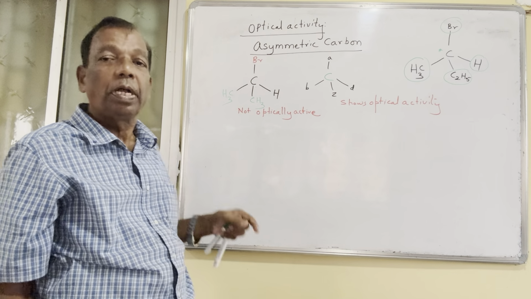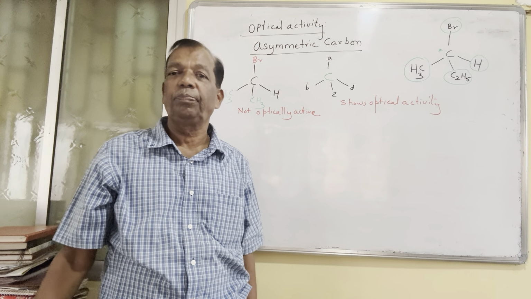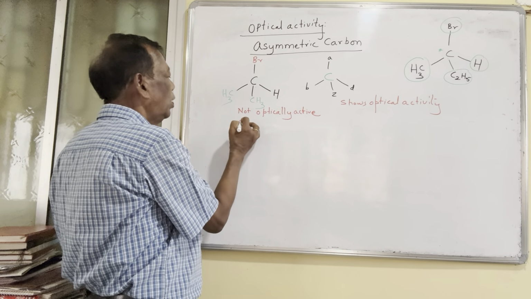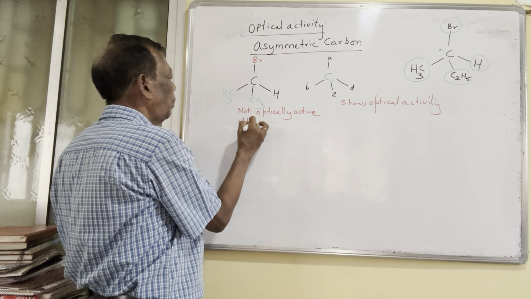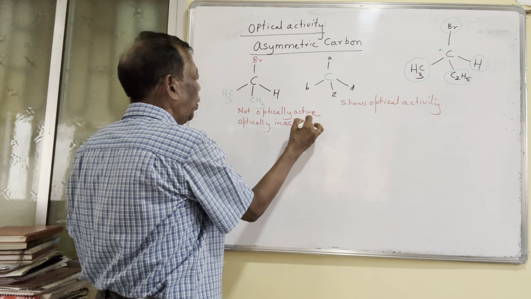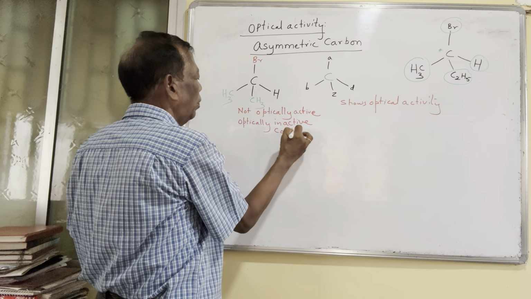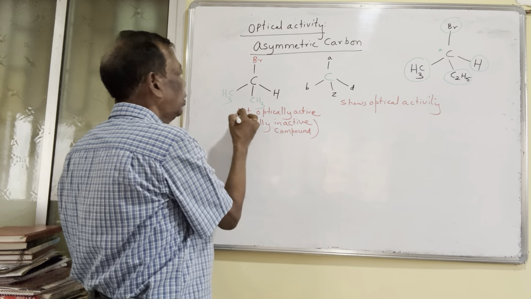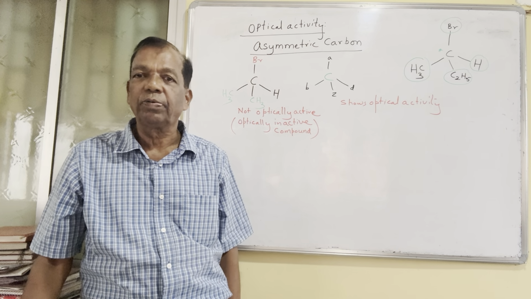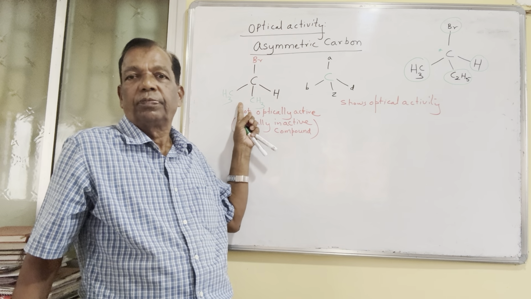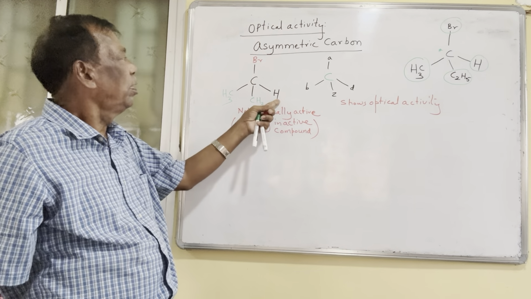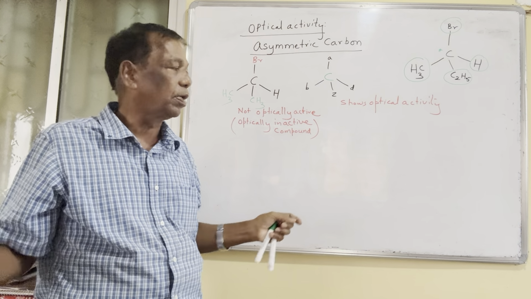Now, how do you know whether it will be optically active or optically inactive? We can also say optically inactive compound. Why is it an optically inactive compound? Because all the four bonds here are not satisfied by different groups. Two groups here are found to be the same, okay? Or even if all the groups are the same, no optical activity.